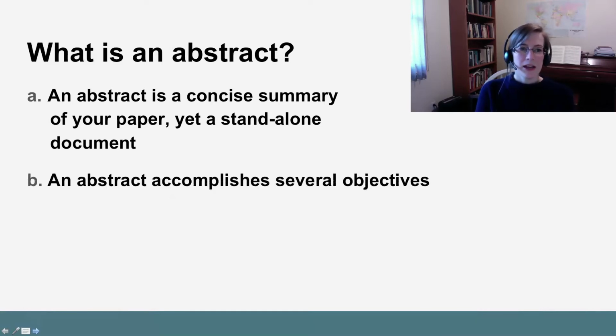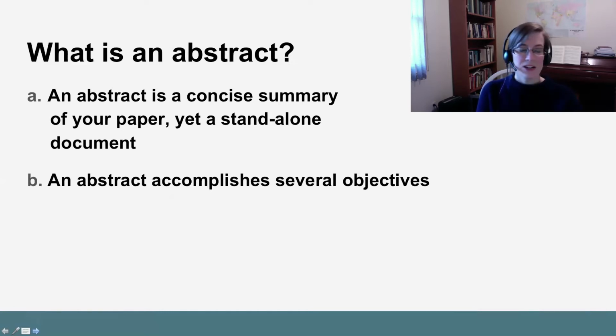Okay. An abstract actually accomplishes several different objectives, and this is where it can come in handy in the writing process. First of all, an abstract can be written as a proposal for a paper. So your professor may have asked you to submit an abstract before you've written a paper because they want to know what your paper is going to be about. Right? And so in this case, an abstract can actually give your professor or your classmates, if you're going to do a peer review, a sense of what your actual paper is going to be about.